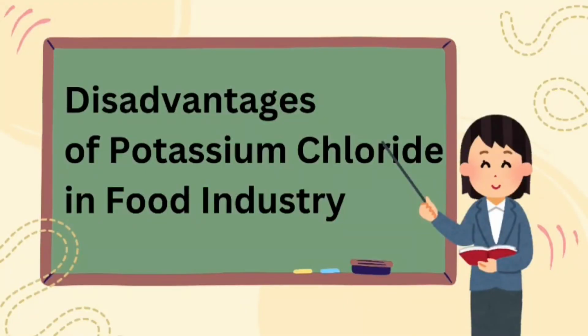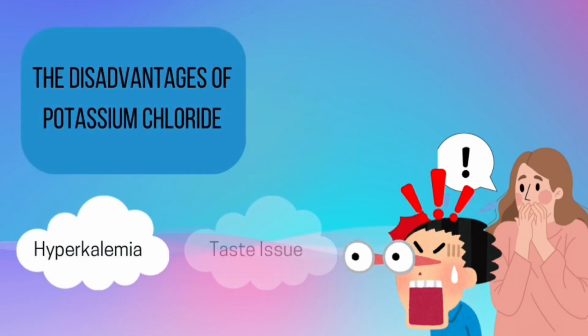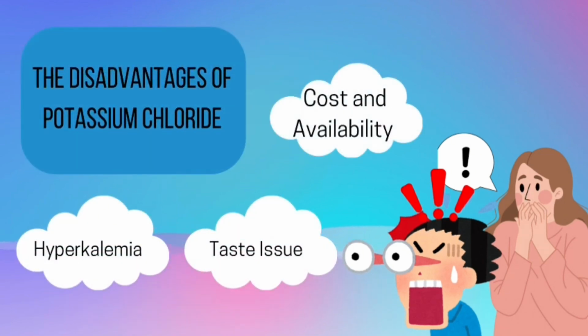Let's move on from the advantages of potassium chloride. Do you know that potassium chloride also has its own disadvantages in the food industry? It's shocking. Examples of the disadvantages of potassium chloride are hyperkalemia, taste issues, and cost and availability. Let's go through them one by one.